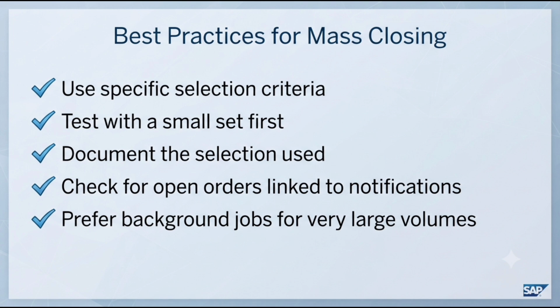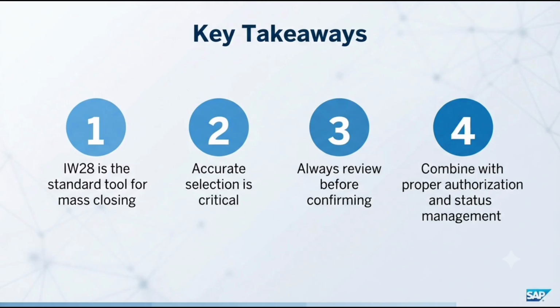For very large volumes, consider running the process in the background if your system supports it. Finally, communicate with the maintenance team so that everyone knows which notifications have been mass closed. These simple habits make mass closing safe and effective.